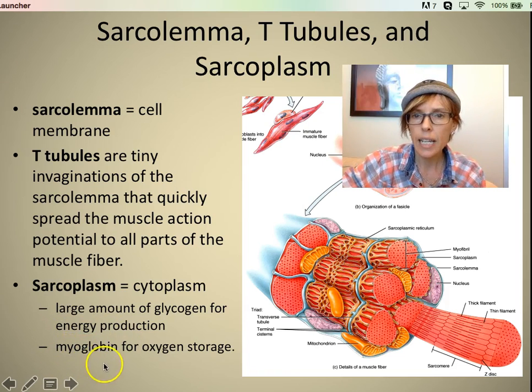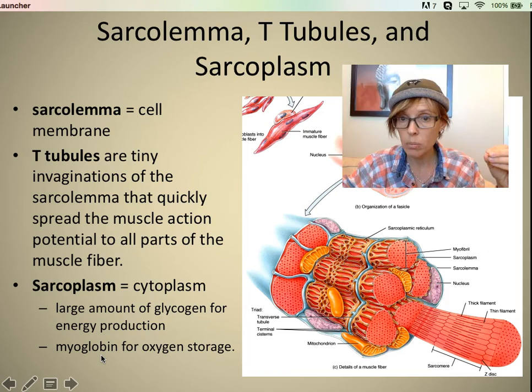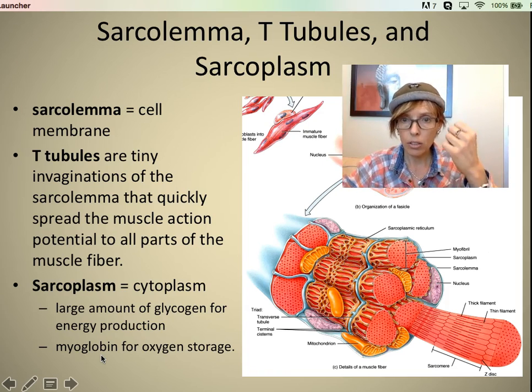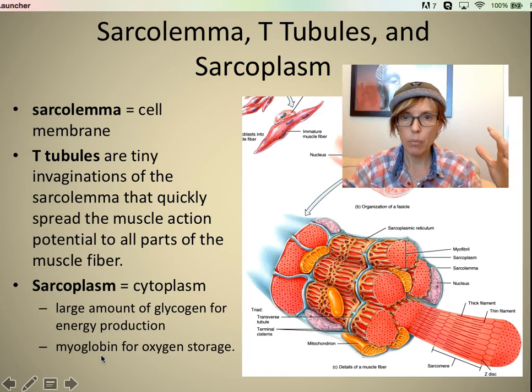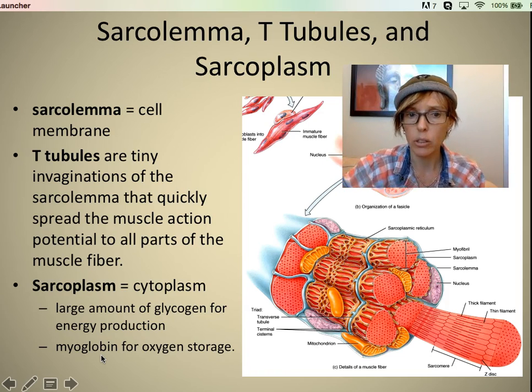And it'll also contain a protein called myoglobin. It is similar to hemoglobin in the blood. So hemoglobin is what's going to carry oxygen in the bloodstream. Myoglobin will take up the oxygen from hemoglobin. So that's what allows preferential oxygen delivery to working muscles, is this myoglobin.